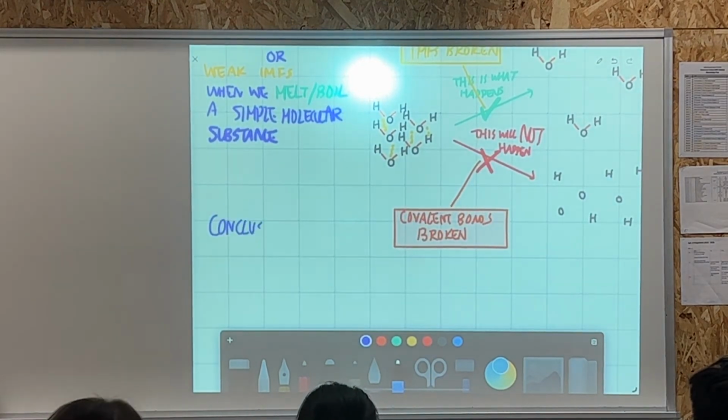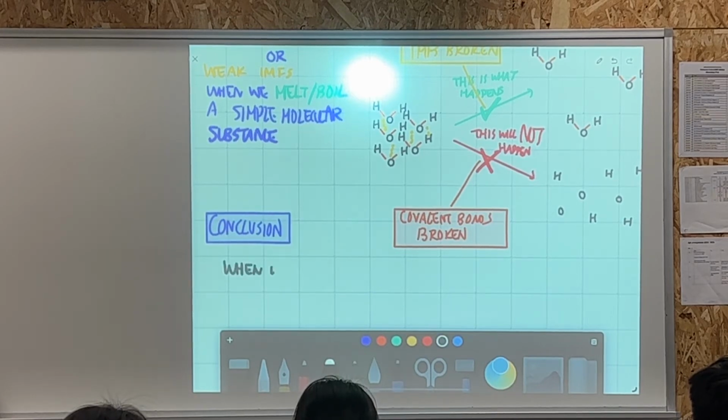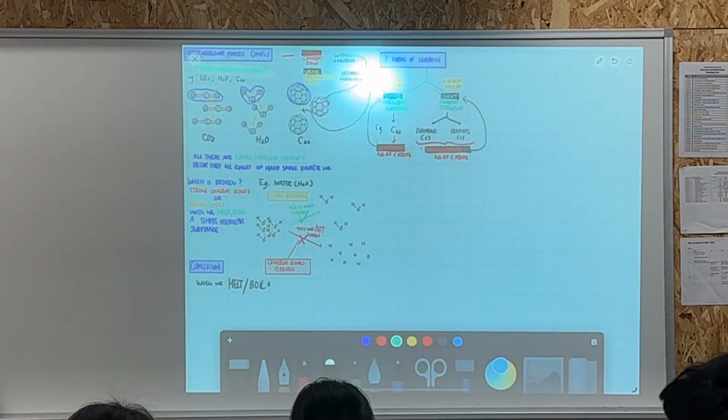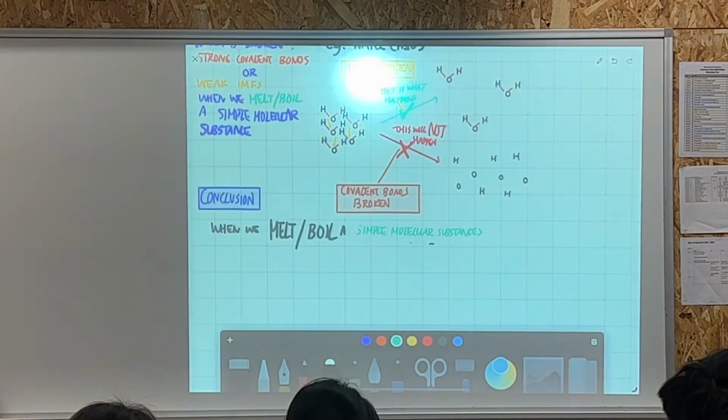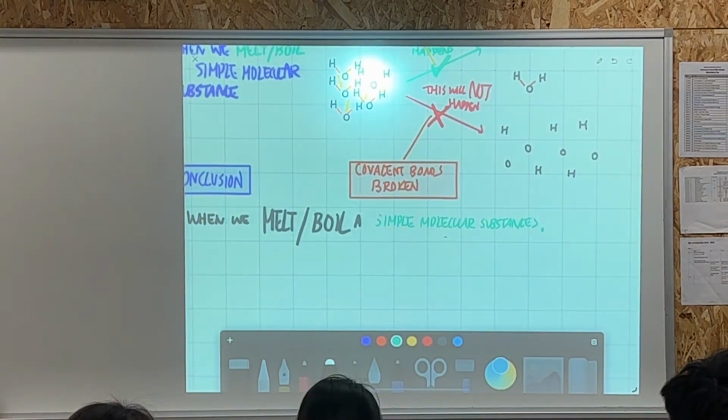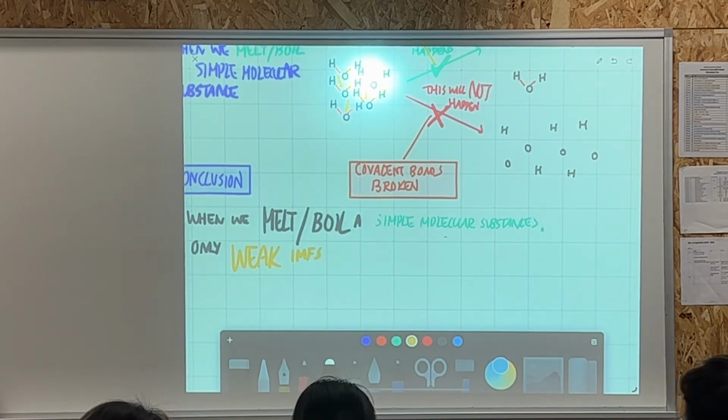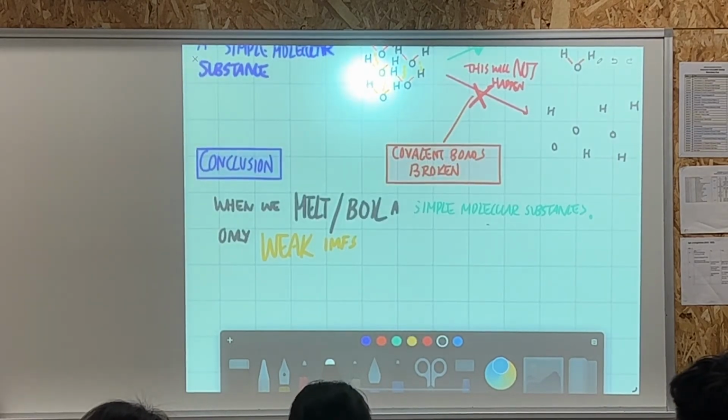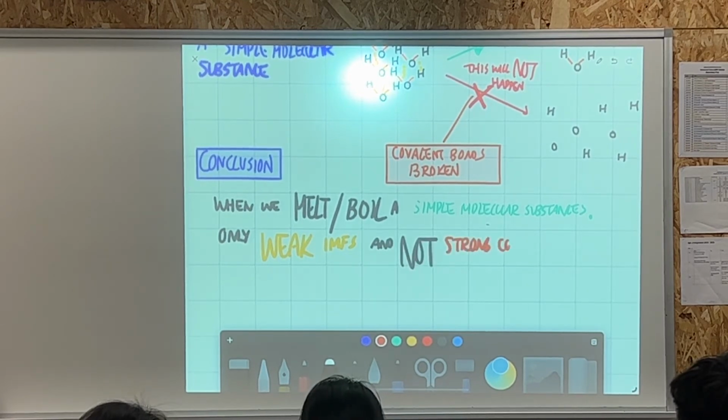The conclusion is that when we melt or boil a simple molecular substance, only the weak intermolecular force and not the strong covalent bonds are broken. Is that clear? Okay? So only the weak intermolecular force and not the strong covalent bonds are broken.